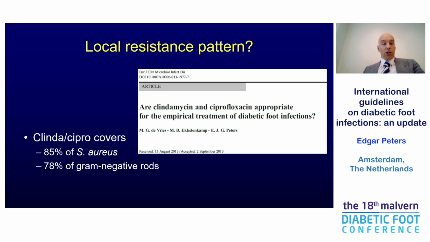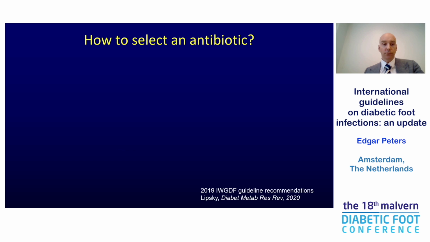You also have to consider your local resistance pattern. For instance, we did a study in the Netherlands looking at the results of cultures of diabetic foot infections, and we found that only 85% of Staph aureus and 78% of gram-negative rods were susceptible to the, at the time, most frequently prescribed combination of antibiotics for diabetic foot infections, clindamycin and ciprofloxacin. So we switched from that empiric antibiotic therapy to another one that was more likely to cover Staph aureus.